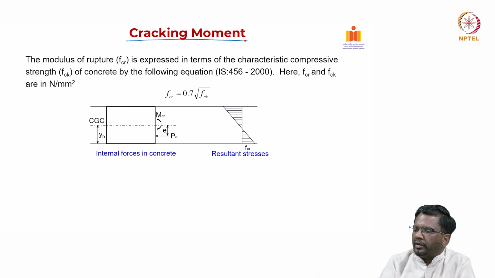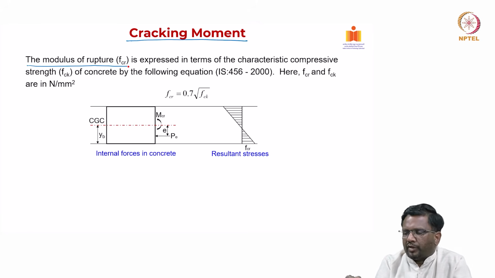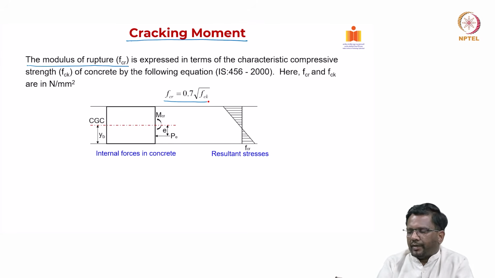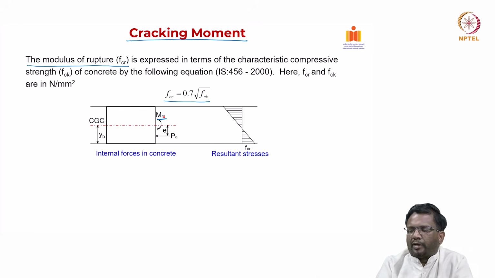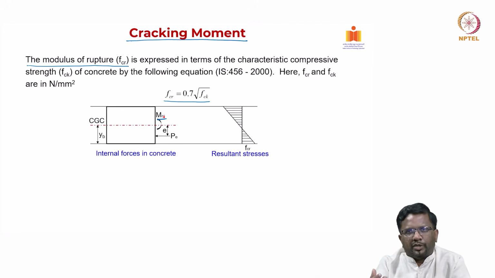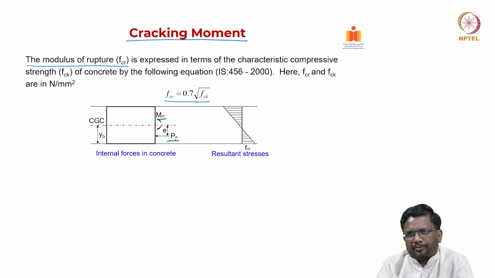Now, we know that cracking is calculated from the tensile strength of the concrete in flexure, which is also denoted as modulus of rupture, FCR. FCR is, the code gives you a simplified equation, which is 0.7 into square root of FCK, where FCK is your characteristic strength. And for this section, we are applying a load at which it is going to crack. So, let us say that I am applying a moment of M cracking, that is what I am interested in calculating, for a section that is subjected to a pre-stress force at a distance of eccentricity E, right.